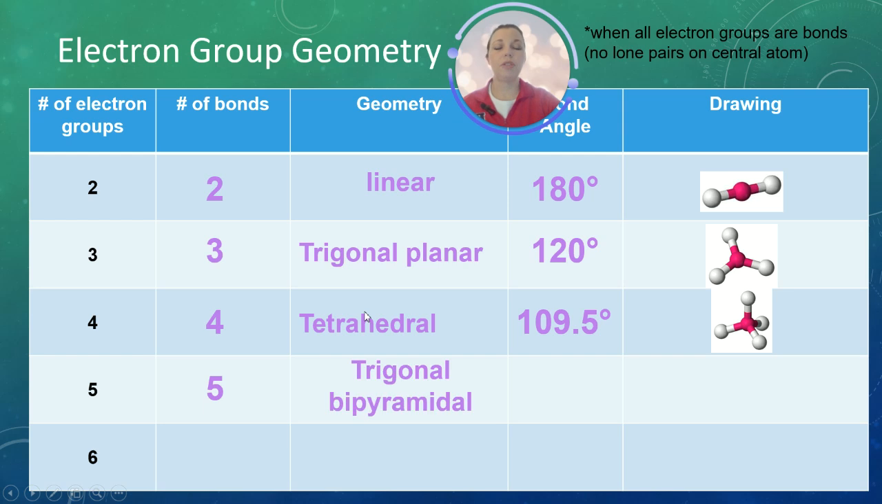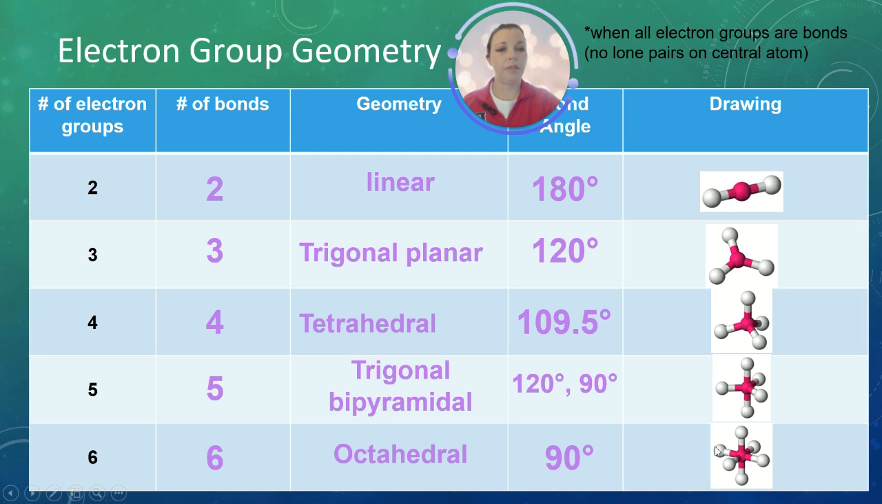If you have 5 bonds, that's trigonal bipyramidal, and you have 2 bond angles here, 120 and 90. So you can see that around the center of this shape, you've got a triangle, which is the 120, and then the 90 is there's like a linear top and bottom. So you got a triangle and then a linear. And so that's where you get these 2 bond angles here. And then for 6 bonds, it's octahedral, bond angles of 90, and you can see that.